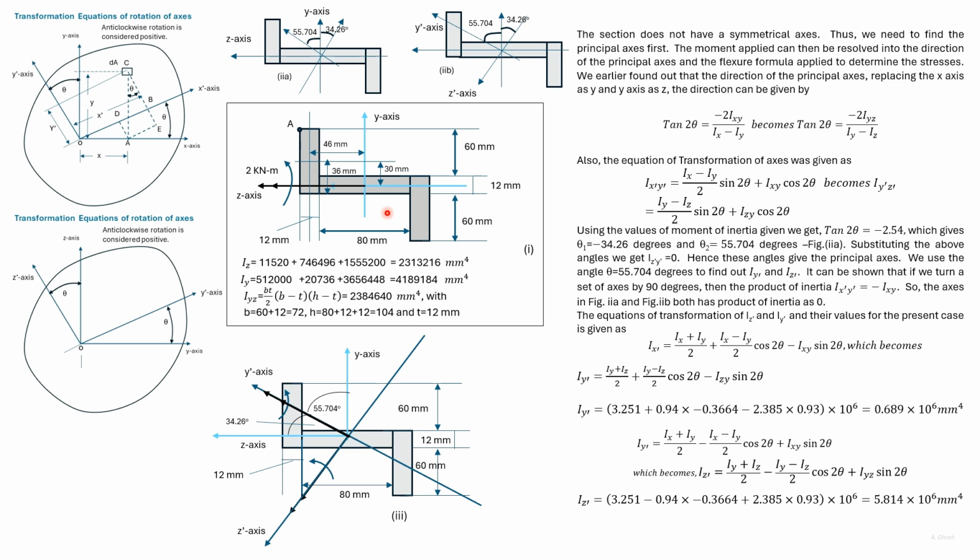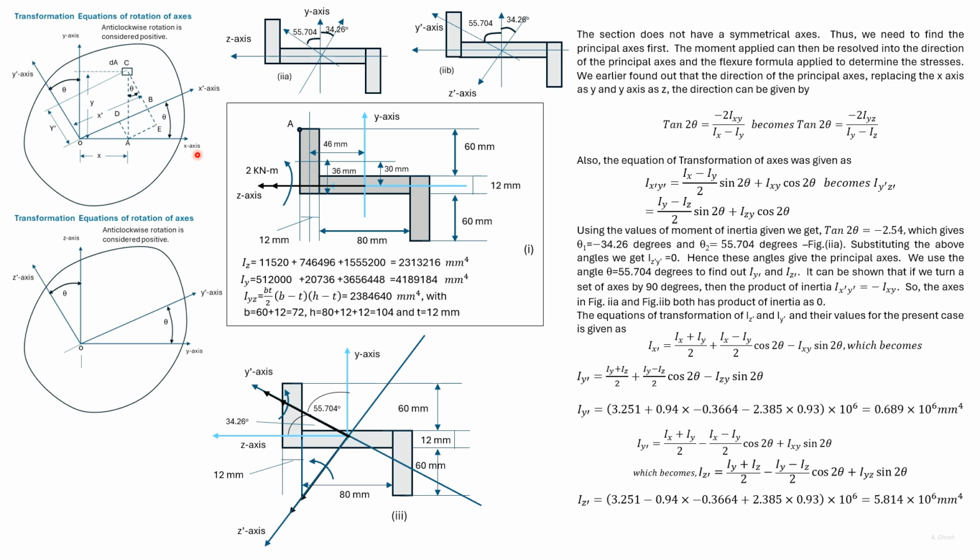We are given this section with dimensions as shown. A y and z axis are given and the moment is applied about the z axis. We are required to find out the stress at the point A. The section is not symmetric and the y and z axes that are given are not the principal centroidal axes. Initially, from the dimensions given, we find Iy, Iz, and Iyz.